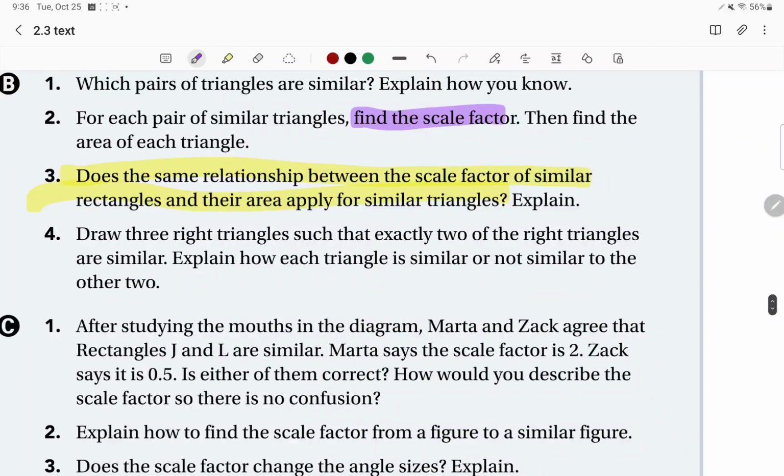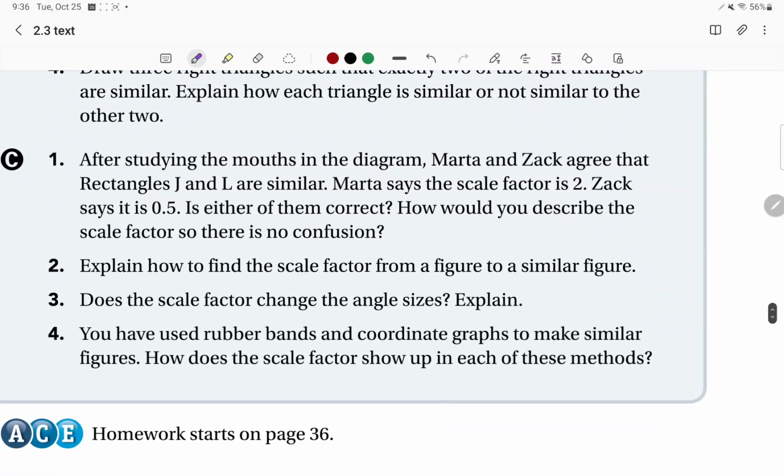And then draw 3 right triangles such that exactly 2 of the right triangles are similar. I'll let you do that on your own. And then if you haven't, go ahead and answer part C. So again, if you have not paused the video and tried this on your own, please do so. A lot of these questions we've already talked about in our discussion in the last 23 minutes. So please try these on your own. It's extremely important that you try them on your own and don't just wait for me to tell you what to write. It's really important you try these on your own first. So if you haven't, pause now.